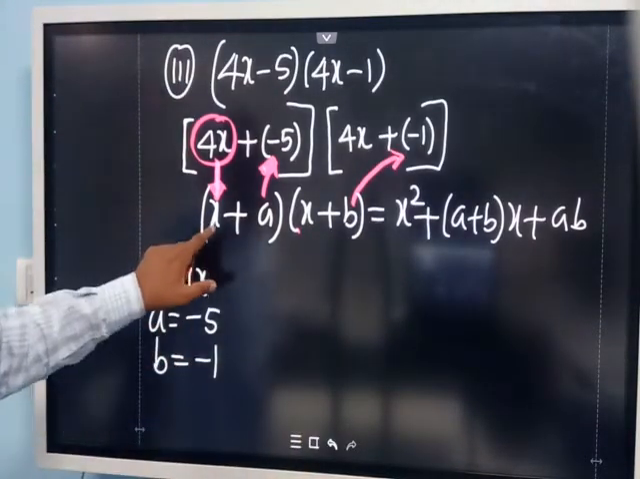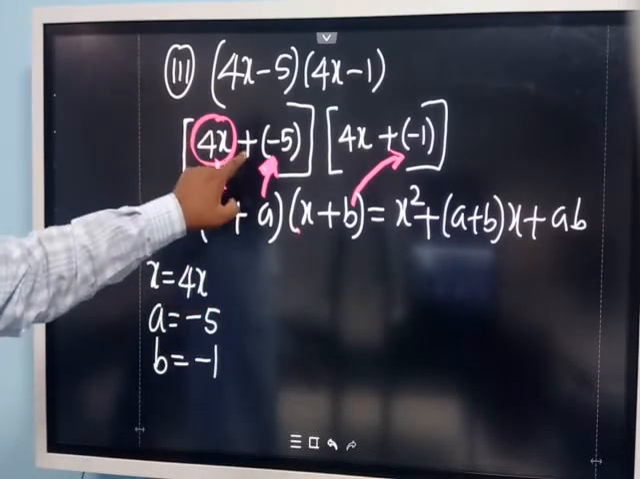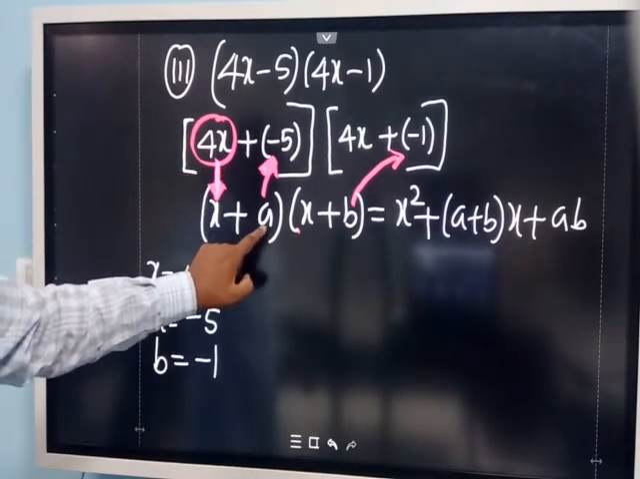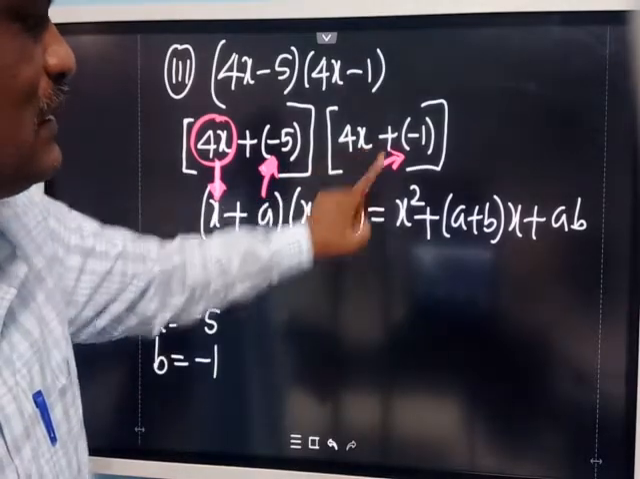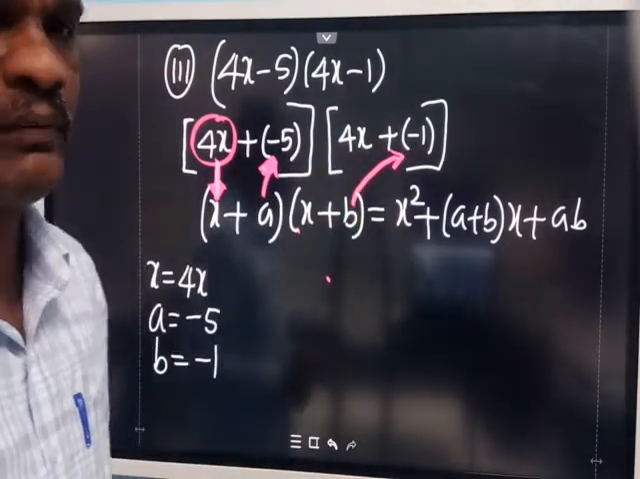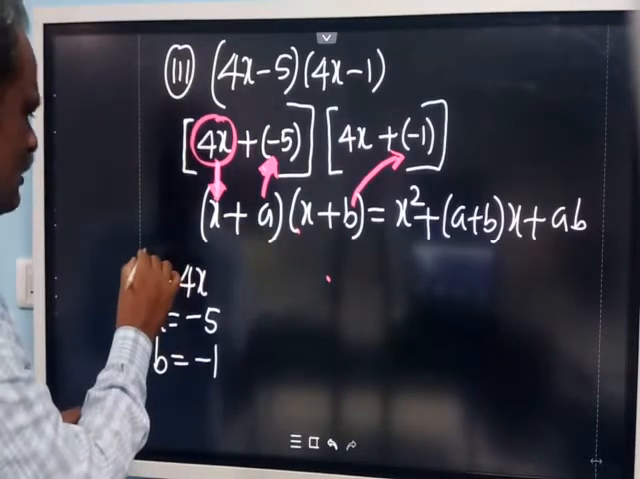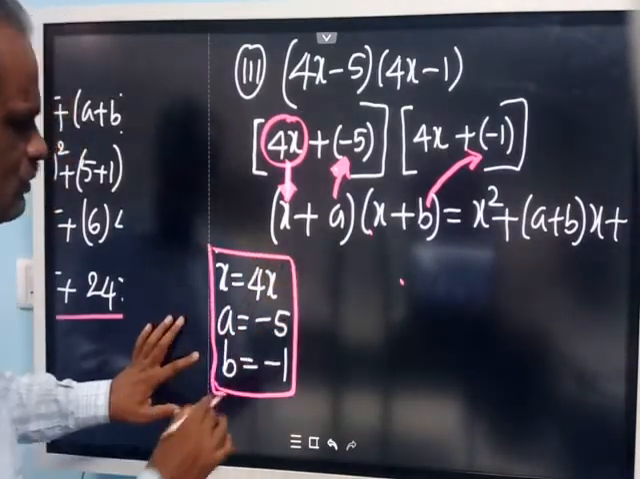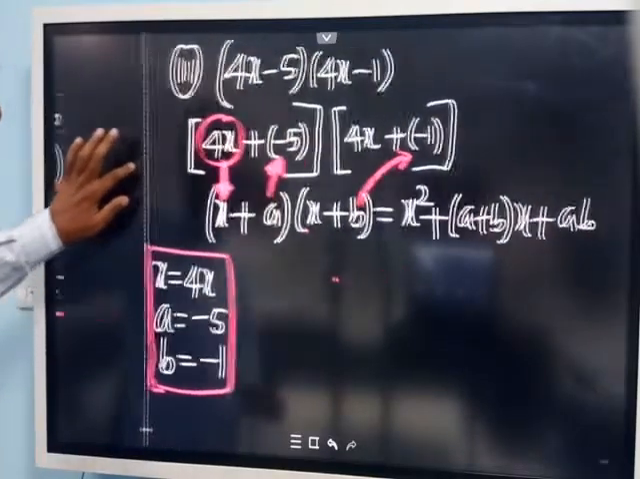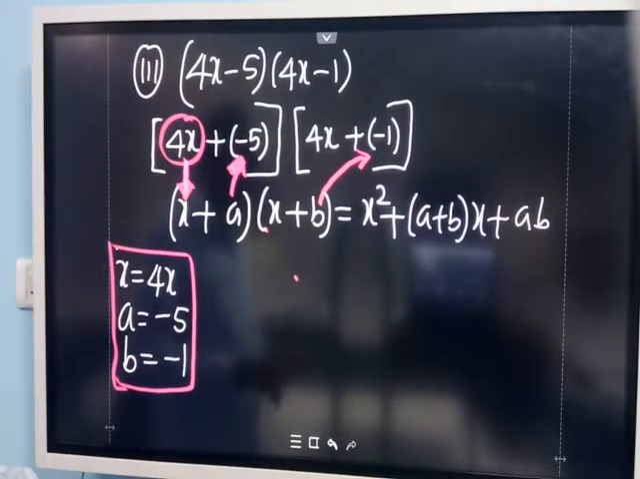Just you compare: x, 4x plus as it is, then a value minus 5, then b value is equal to minus 1. So these things you have to substitute in the formula. So x is equal to 4x, a is equal to minus 5, b is equal to minus 1.